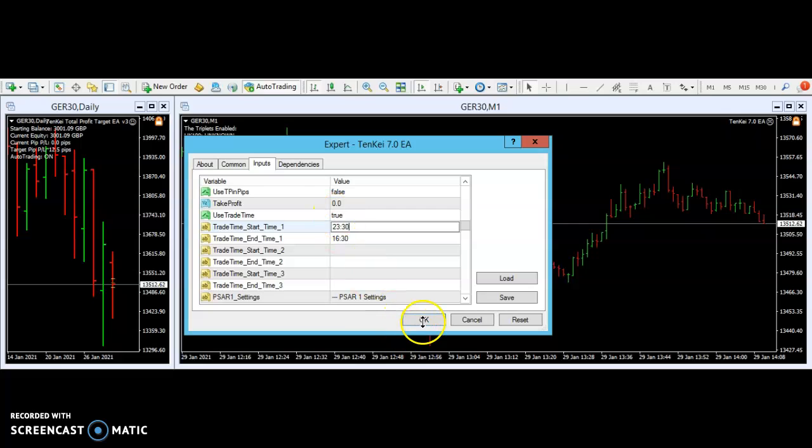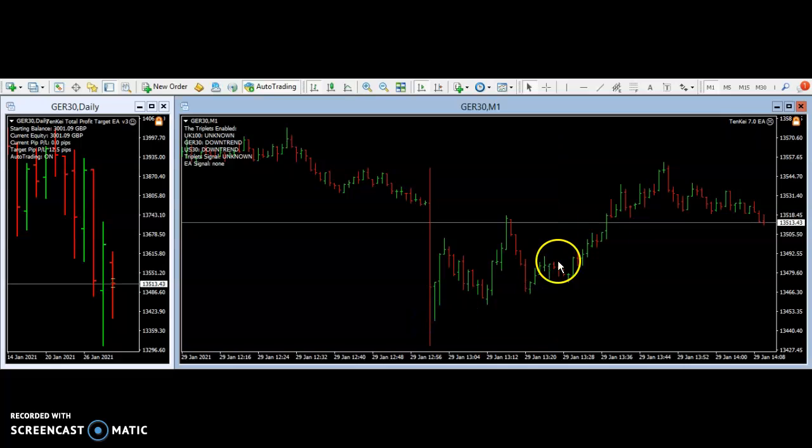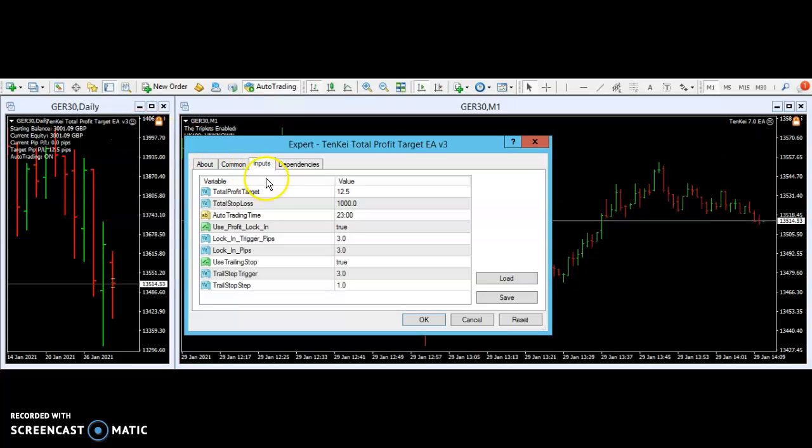So 2330, 11:30. If you have this within your EA, you can set that at 2330. So the trades will actually start kicking off and start looking for trades at 2330. But this over here will open the ability, start the ball rolling at, in this case, 2300, 11 p.m.